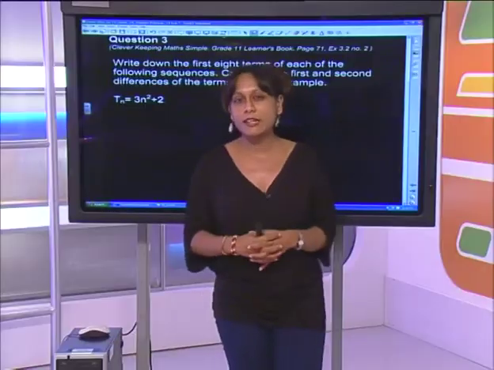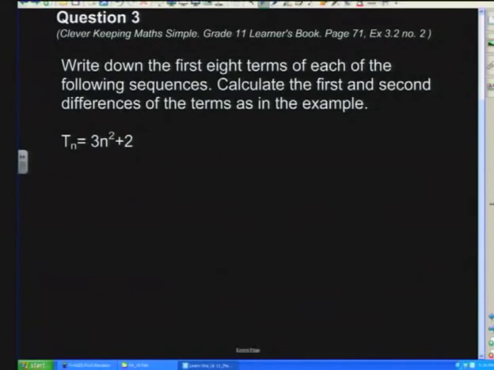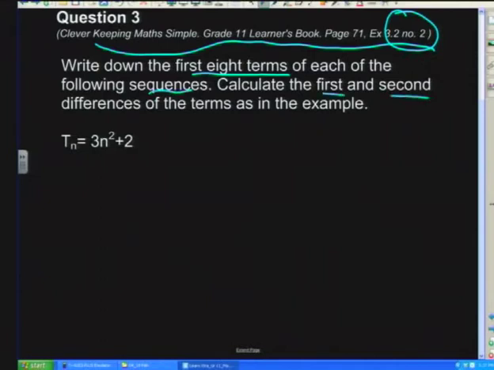We're going to look at another example. This comes from, again, the Clever Keeping Maths Simple. This is grade 11, Learner's Book, page 71, exercise 3.2, number 2. We are asked to write down the first 8 terms of the following sequence, and then we have to calculate the first and second difference.